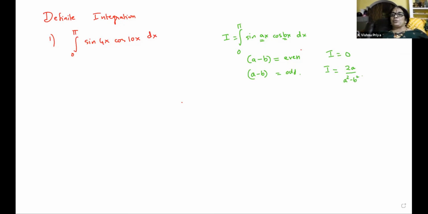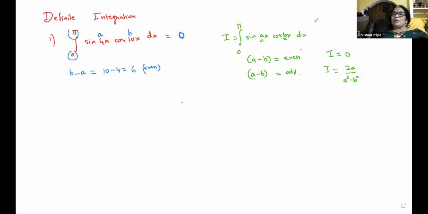So what shall we do now? First, we have 0 to pi. Then we have sine ax, cosine bx. Our work is to see A minus B or B minus A. That means 10 minus 4. The answer is an even number. We got 6. That means directly you can write the integral's answer will be 0. See how easy it is. You need not work at all.